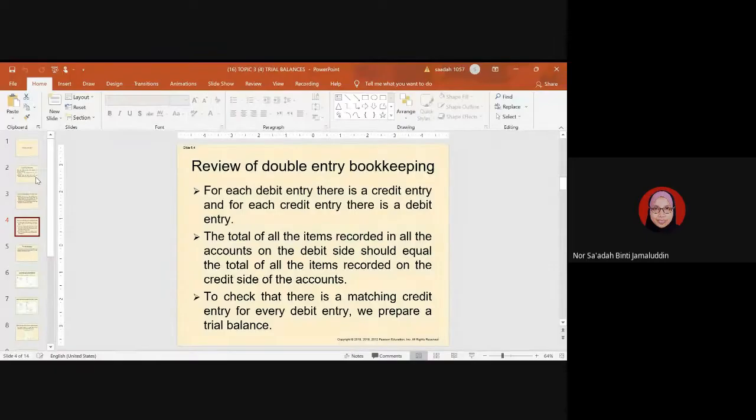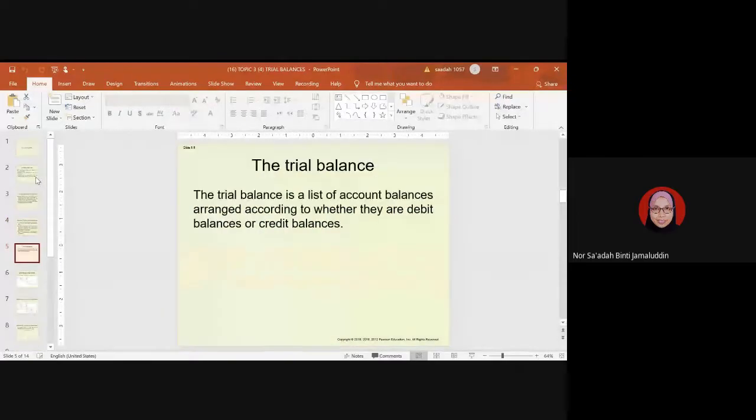And for each credit entry, there is a debit entry. The total of all the items recorded in all the accounts on the debit side should equal the total of the items recorded on the credit side. To check that there is a matching credit entry for every debit entry, we prepare a TriBalance. All the transactions that you record must be on the debit and credit side. This is compulsory. So let's say you just recorded in one side, the financial statement that you prepare would not be balanced.